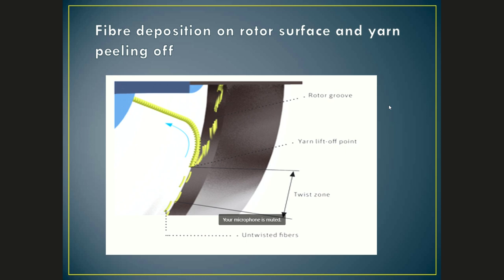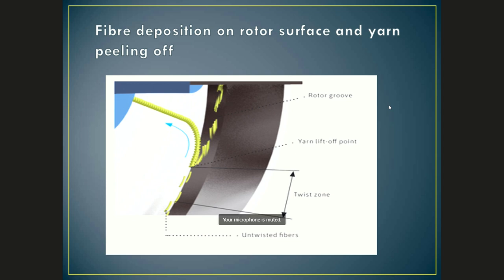So this delta x will depend on the rotor speed, rotor diameter, and yarn linear density. So the delta x will depend on that. But yes, the first peeling of fiber has to take place, and only then is the deposition going to happen. So this is an important issue.